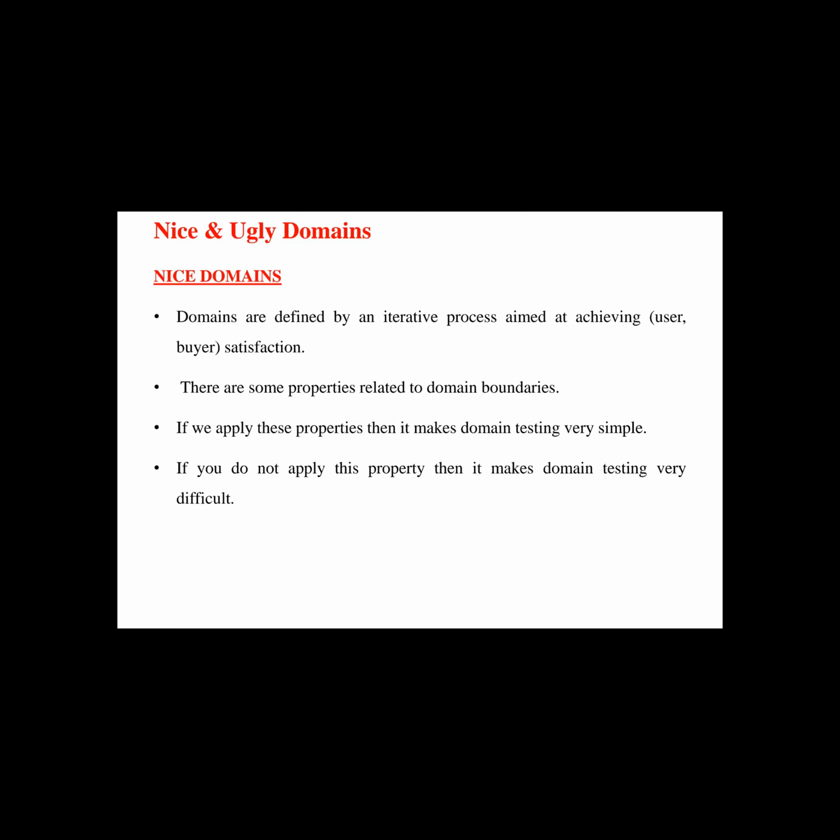So domains are defined by an iterative process. For example, when these domain values 1, 2, 3, 4, 5 are executed, we repeat the process. For example, you take the expression x equal to a plus b, where a is 1 and b is 2. Then a can have a set of values from 1 to 10, and b can have a set of values from 1 to 10.